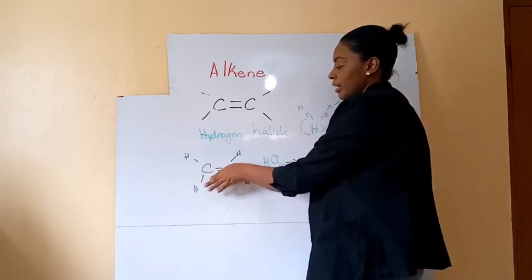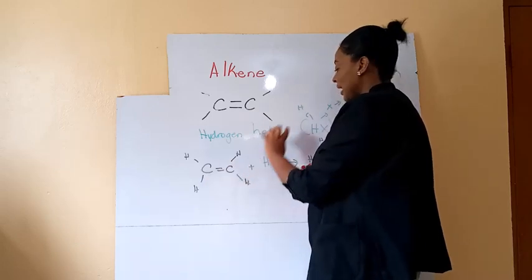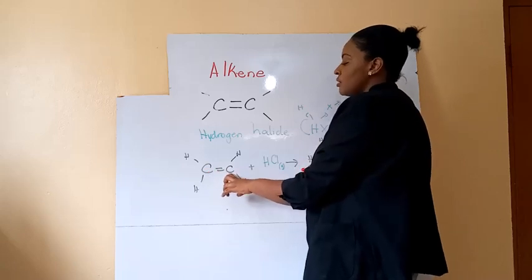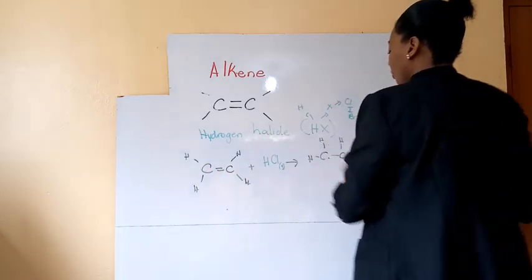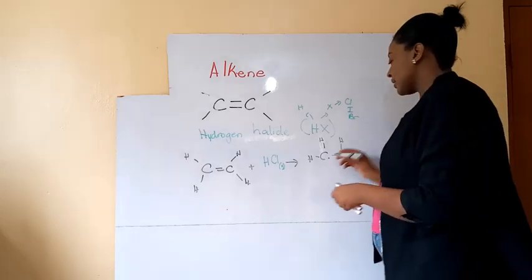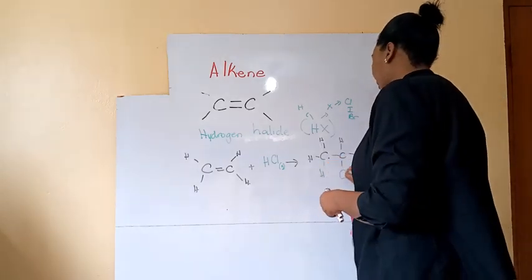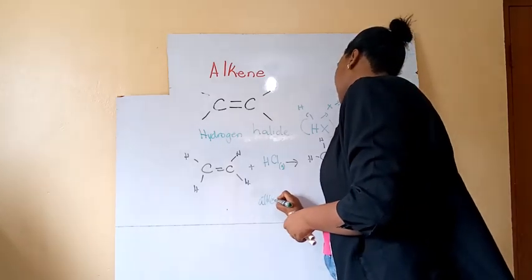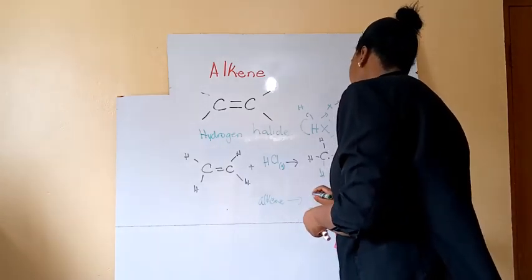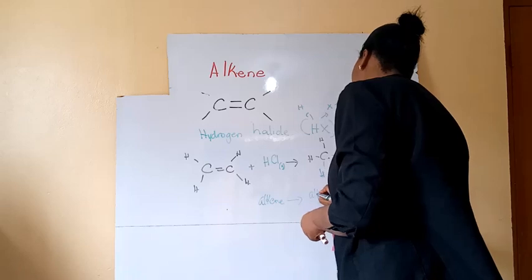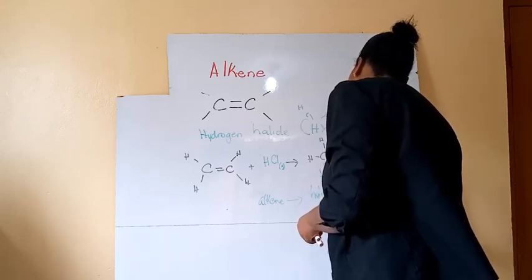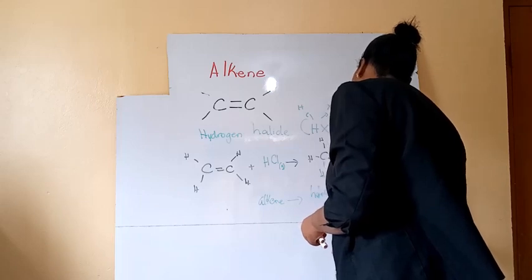So we are going to break the double bond, and then we're going to add H to one carbon and Cl to the other carbon. So we draw back what is left without the double bond, and then we're going to add H to one of the carbons and Cl to the other. In this scenario, we are moving from an alkene to a haloalkane.